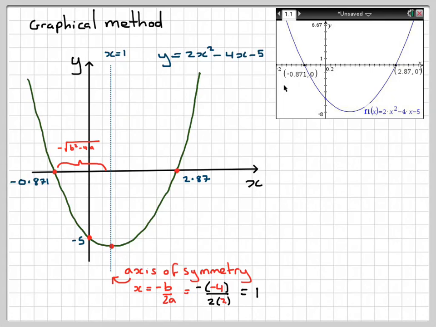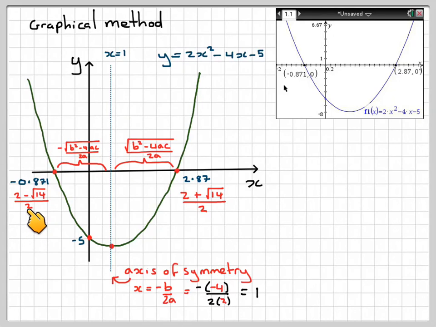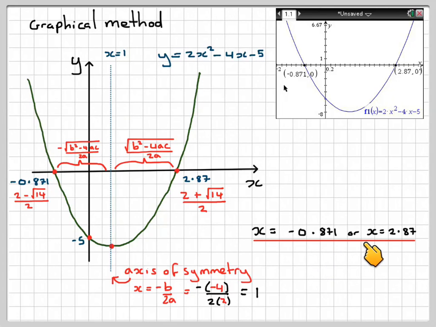The other thing is that the two roots are symmetrical about this point. So this one would be minus b minus the square root of b squared minus 4ac, over 2a. And this one would be minus b plus the square root of b squared minus 4ac, over 2a. Just to tie the thing up nicely, these were the two exact solutions: 2 minus root 14 over 2 and 2 plus root 14 over 2. So therefore my two answers, because we're only going to get numerical answers, we use our calculator, are x is equal to minus 0.871 or x is equal to 2.87.